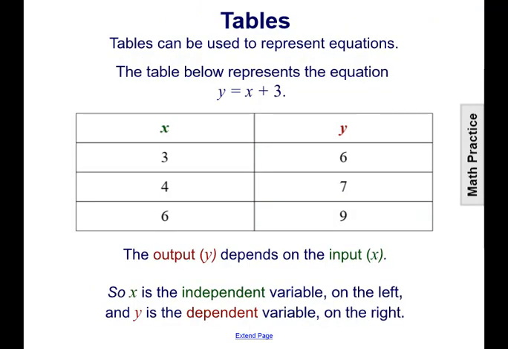Tables can also be used to represent equations. So here we have the table below represents the equation y equals x plus 3. The output of y depends on the input of x. So you can see each time the rule is adding 3. So we go from 3 plus 3 is 6. 4 plus 3 is 7. 6 plus 3 is 9. So x is the independent variable on the left, and y is the dependent variable on the right, and we have the rule between them is x plus 3.